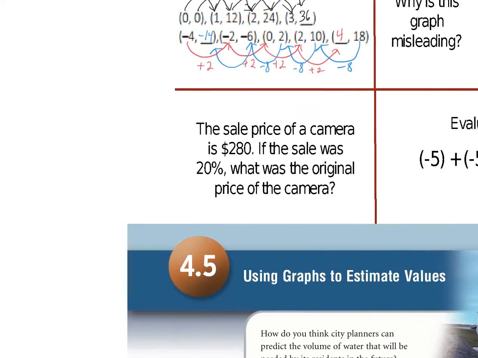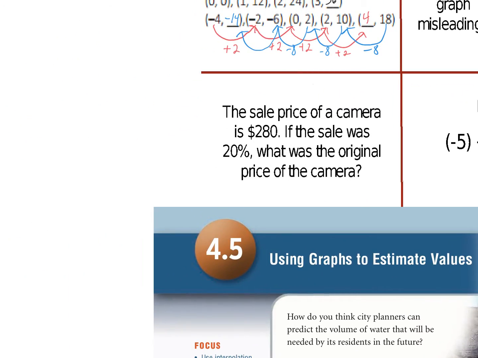Next, we'll move down to the sale price of a camera. So here, we have a sale price of a camera, and it's telling us that the sale price is $280. If the sale was 20%, what was the original price of the camera?